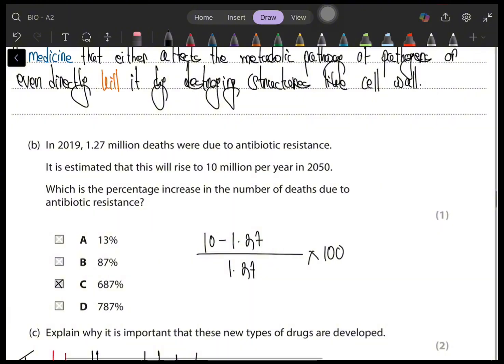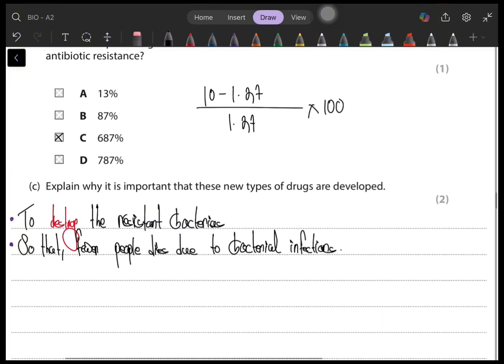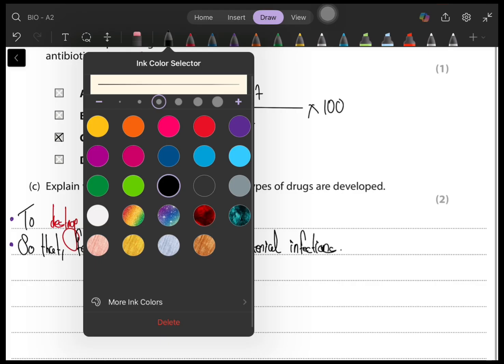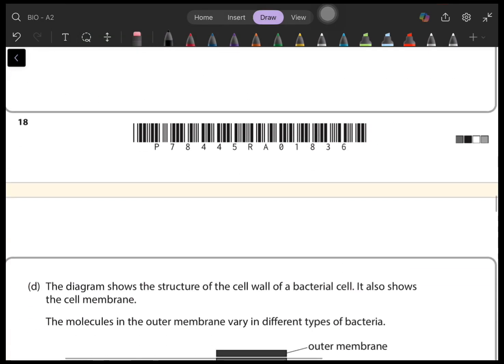Okay, explain why it is important that these new types of drugs are developed. So why do new drugs have to be developed? Because these bacteria could be resistant to the existing drugs, right? So you have to develop these drugs to destroy the pathogens that are resistant, and this would ensure that fewer people die from infections caused by these lethal bacteria. Right, so let's move on to the next question.